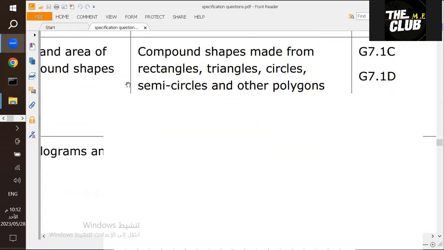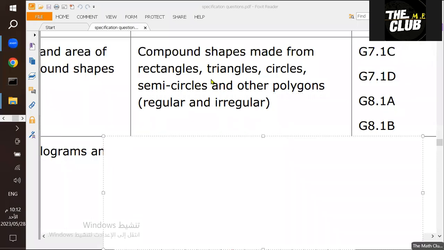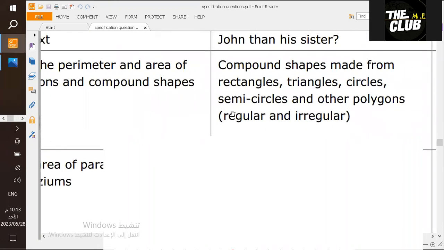Compound shapes. Sometimes they don't give you a question. They tell you the topics that you're supposed to know. For example, compound shapes made from rectangles, triangles, circles, semicircles, and other polygons, regular and irregular. It means you need to know all of these things and how to deal with them.